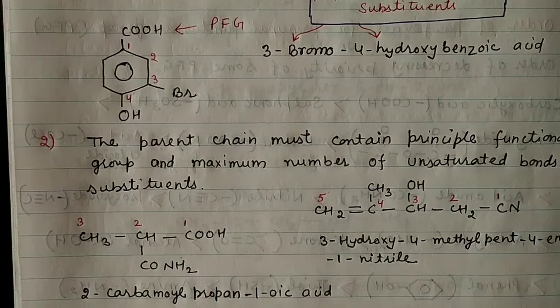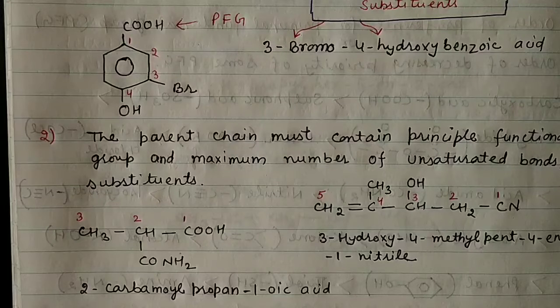So in this video we have discussed how one can write the IUPAC nomenclature for the given organic compounds, their rules and regulations, and the preferential order of the functional groups.